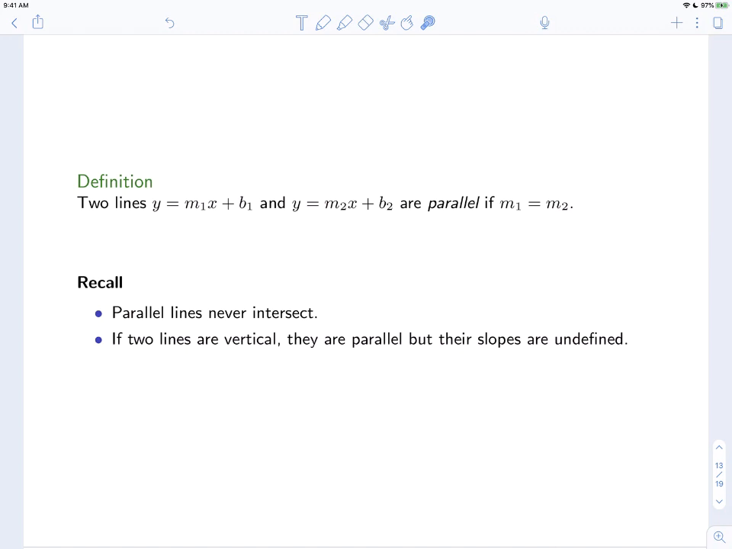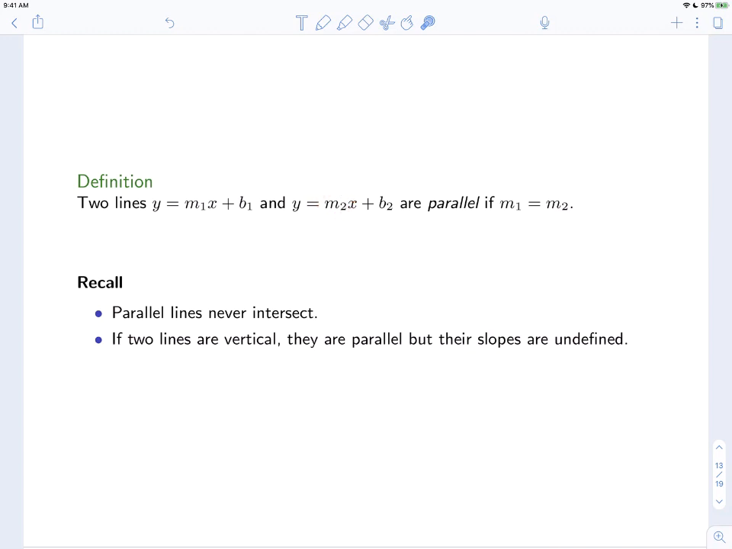Let's give a definition. Now this is something that we use in daily life. We talk about parallel lines, but let's make it a little bit more precise mathematically. Two lines are said to be parallel if they have the same slope. So if you have a first line, y equals m1x plus b1, and a second line, y equals m2x plus b2, then these two are parallel if m1 is equal to m2.